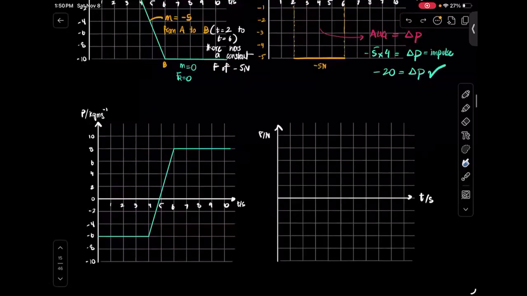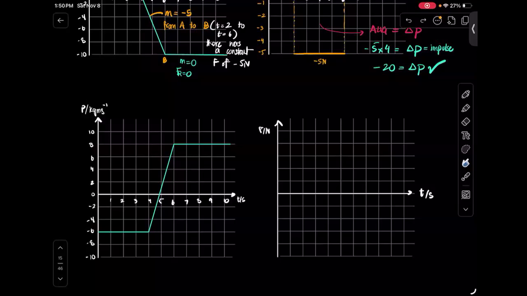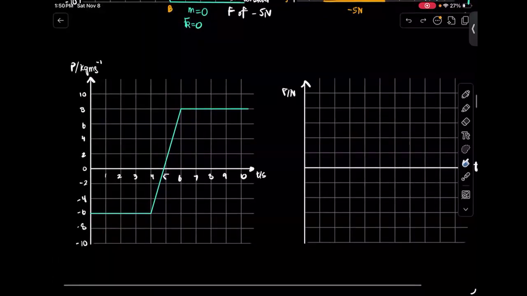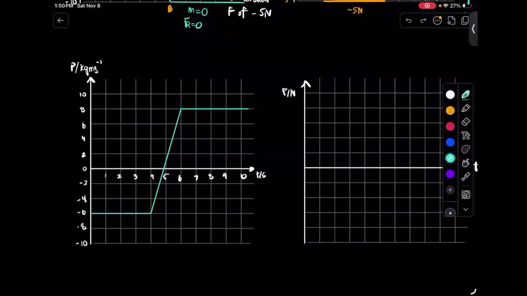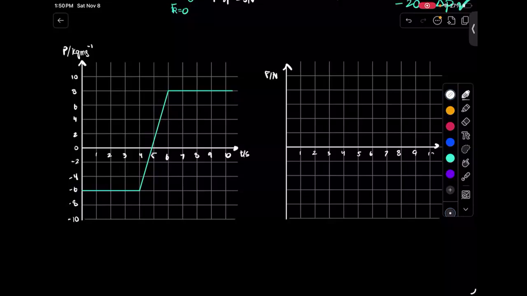Now, let's do another example. Again, a very similar example. You've been given the momentum time graph. Initially, the ball had a momentum of -6, and it kept staying at -6. Let's start plotting it side by side. So 1, 2, 3, 4, 5, 6, 7, 8, 9, 10. I'm plotting the force time graph from the momentum time graph.